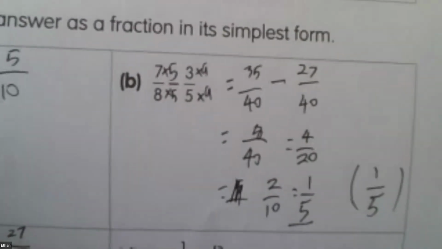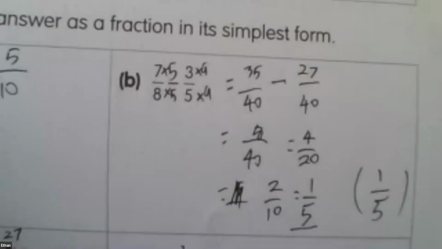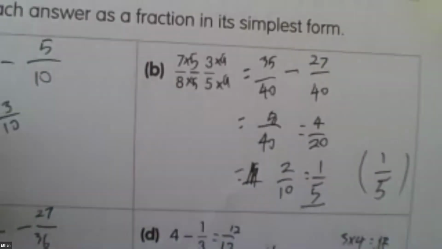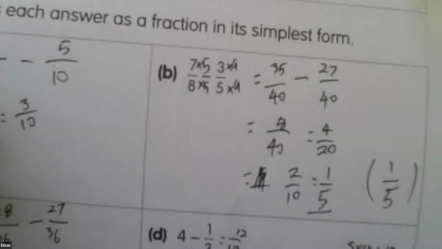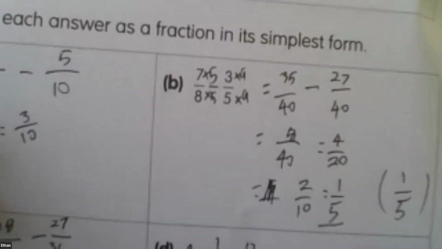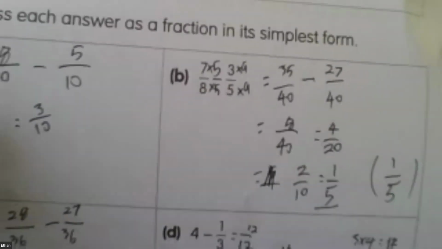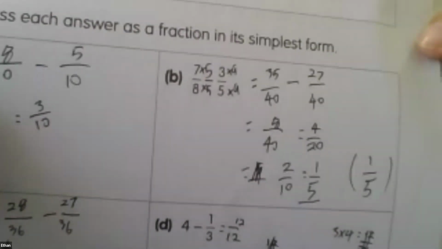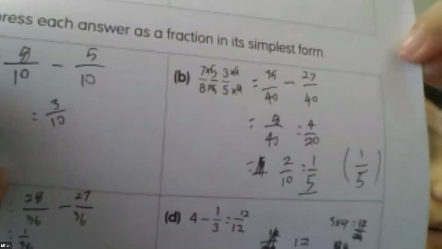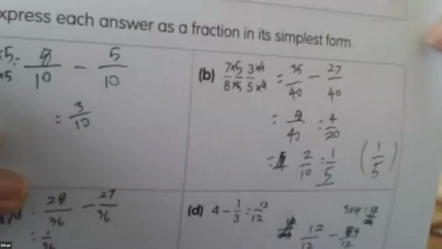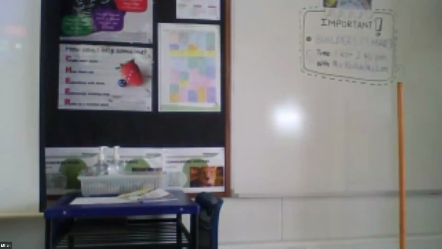There's a mistake. The first one, 7 times 5 is 35, that's correct. 8 times 5 is 40, that is correct. How come you do 5 times 9? 5 times 4? 5 times 4 is 20. Is it 5 times 4 or 5 times 9? It should be 5 times 8. So you multiplied wrongly already. So the conversion is not correct. Anybody else want to share with us?